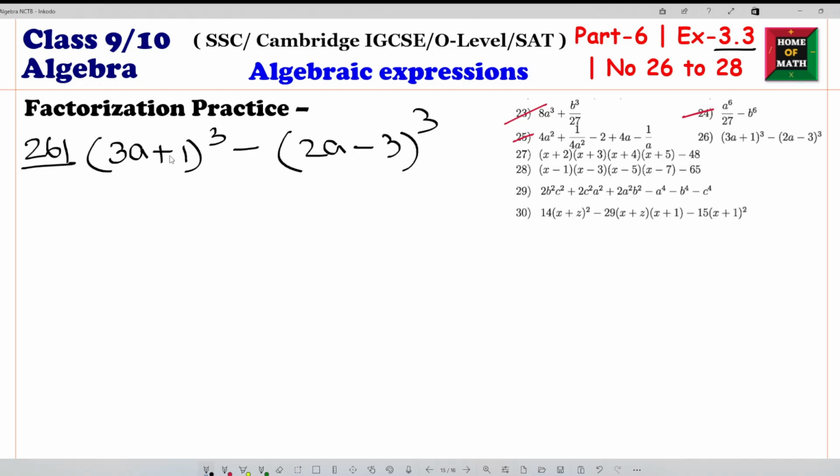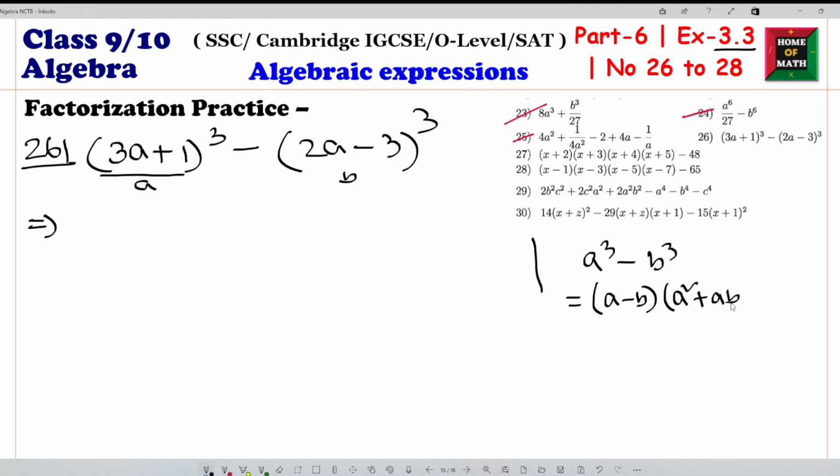Now we will start number 26. Look, (3a + 1) whole cube, we can consider this one is a, and (2a - 3) whole cube, we can consider this one is b. Therefore this is a cube minus b cube, right? So we know the factorization theory, which is (a - b)(a square + ab + b square), right?